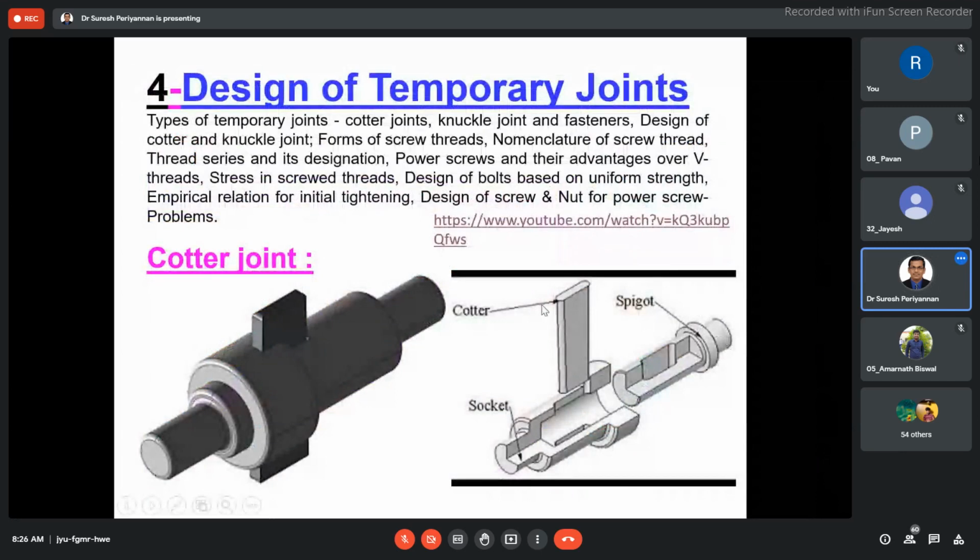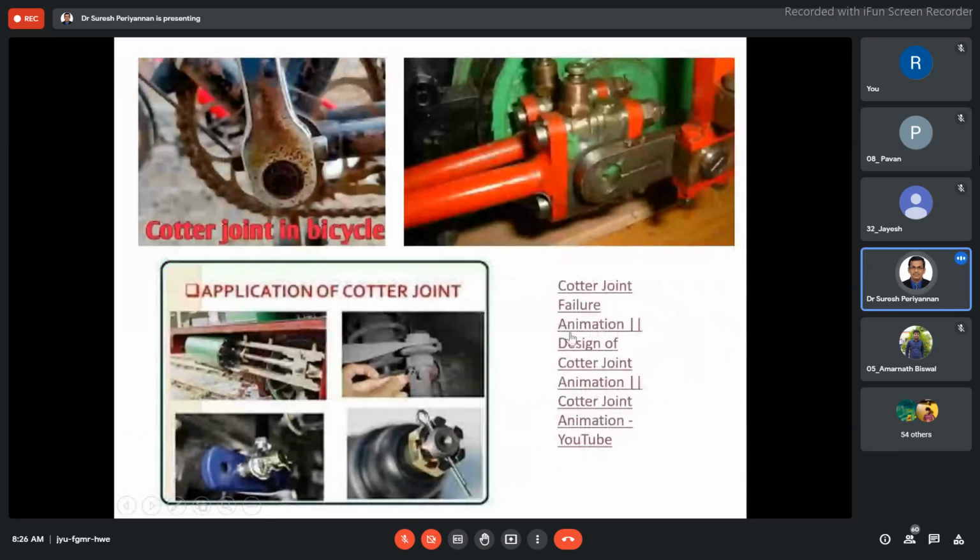Okay, now we move to this. Cotter joint failure animation. Just see this video also. It will help you to understand easily when we define the dimensions of the cotter joint based on the load acting on the component.